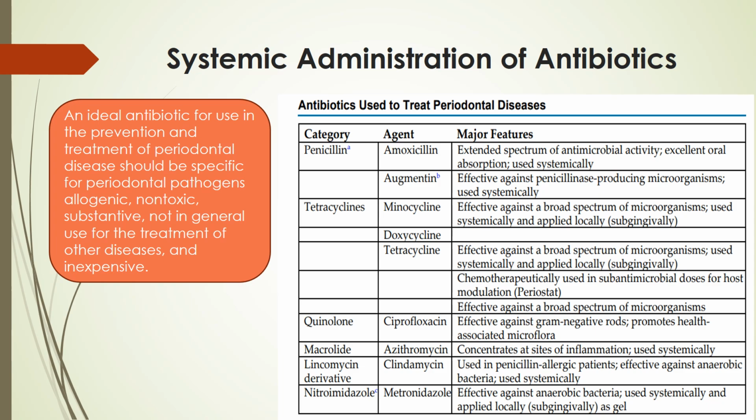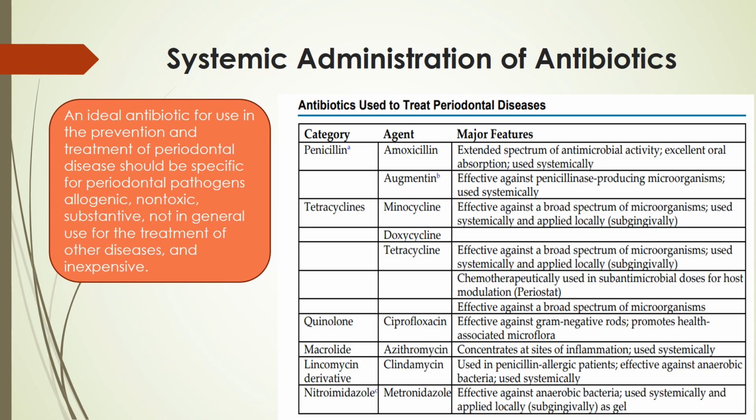So an ideal antibiotic for use in the prevention and treatment of periodontitis should be specific for periodontal pathogens, should be allergenic, should be non-toxic, should be substantive, not in general use for the treatment of the disease, and should be inexpensive. Although this appears simple, the difficulty lies primarily in identifying the specific etiological microorganisms. They should be identified based on antibiotic sensitivity test.